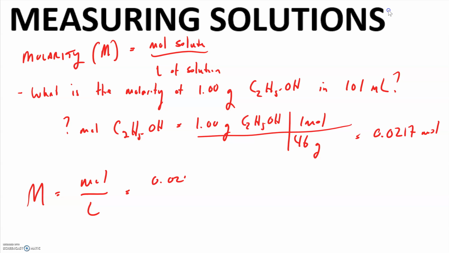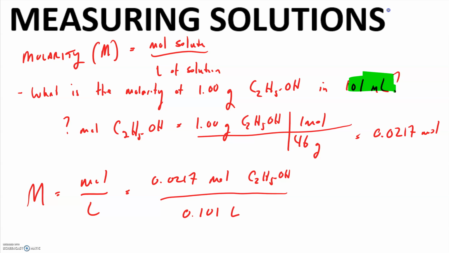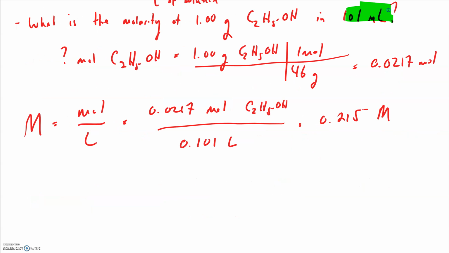We have 0.0217 moles of ethanol, C2H5OH, but we want to find what our concentration is, and if our volume is 101 milliliters, we're going to get that into liters by dividing by 1,000, right? There are 1,000 milliliters in a liter, and we get 0.215 molar. So we've seen that one before. That one's fairly straightforward.